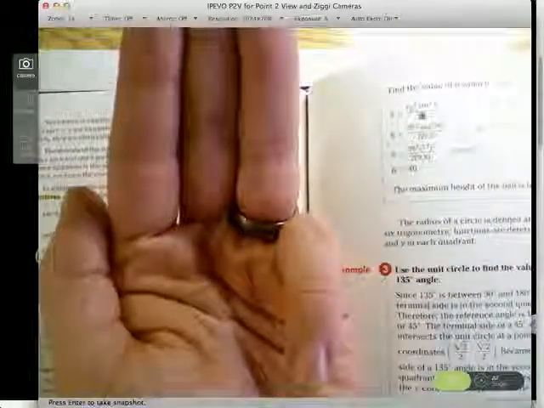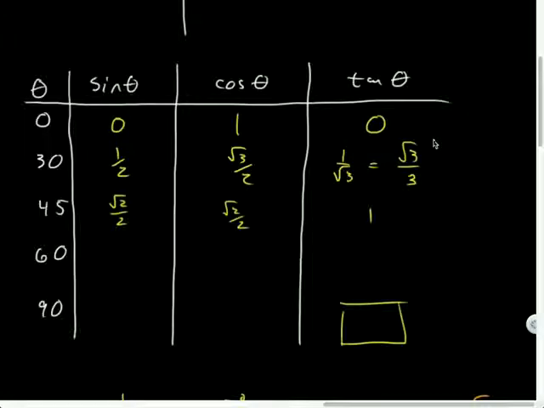2 divided by 0? It's undefined, because we can never divide by 0. So it actually can never, ever happen. All right?